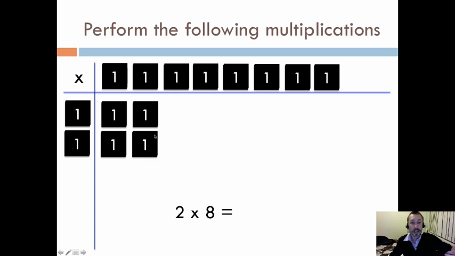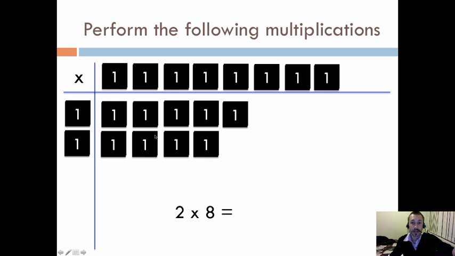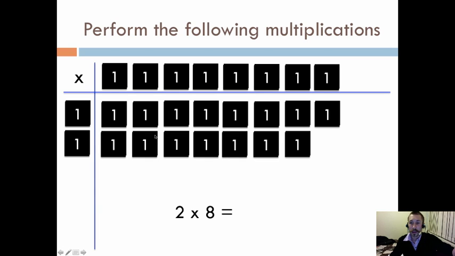And you kind of get the gist, so we'll just go through and skip these a few times to make it a little bit quicker. Now, how many have I got all together? Well, I've got two rows of 1, 2, 3, 4, 5, 6, 7, 8. So 2 rows, 8 columns, 2 times 8 is going to be 16.